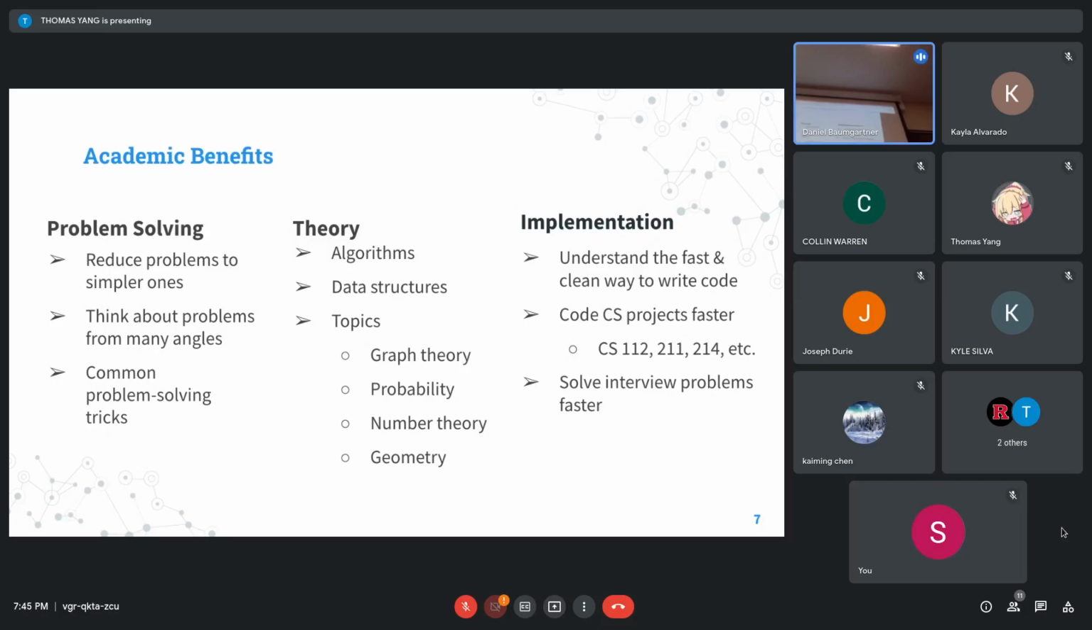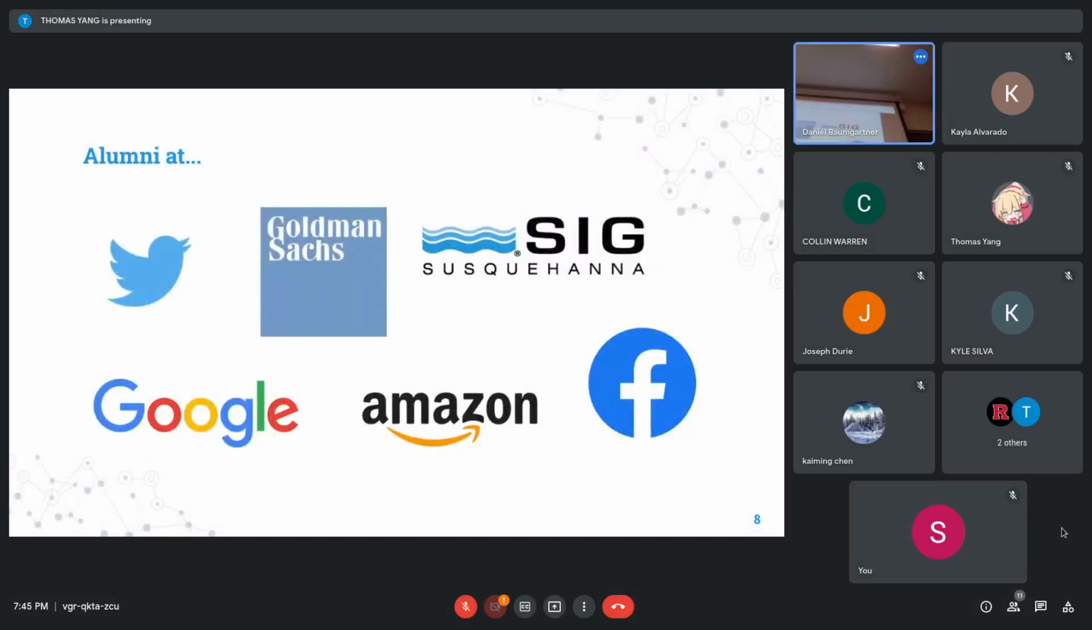Yeah, you can solve interview problems faster. Pretty sure no one's surprised there. So that's like the LeetCode similarity, right? If you can solve competitive programming problems, there's a pretty high chance that you're going to be able to solve LeetCode and interview problems, which leads into the next slide, I think, of alumni at these places.